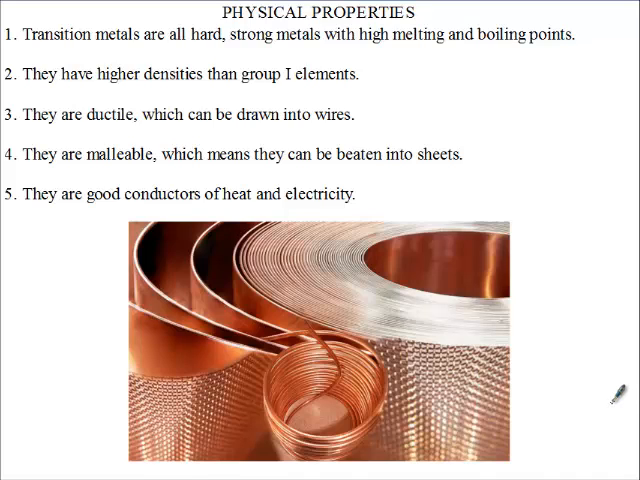We've seen where transition metals can be found on the periodic table. Now let's talk about their physical properties. Transition metals are harder, stronger metals with higher melting and boiling points than the other metals, than the alkali metals and then the alkaline earth metals.